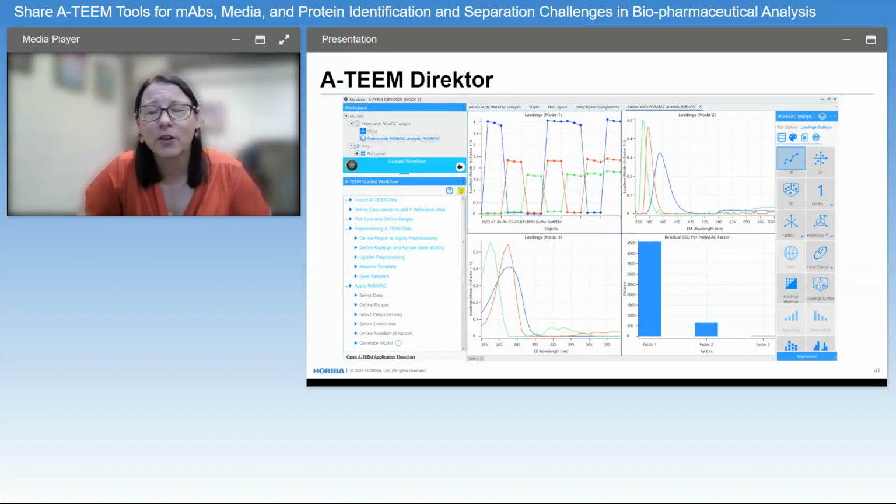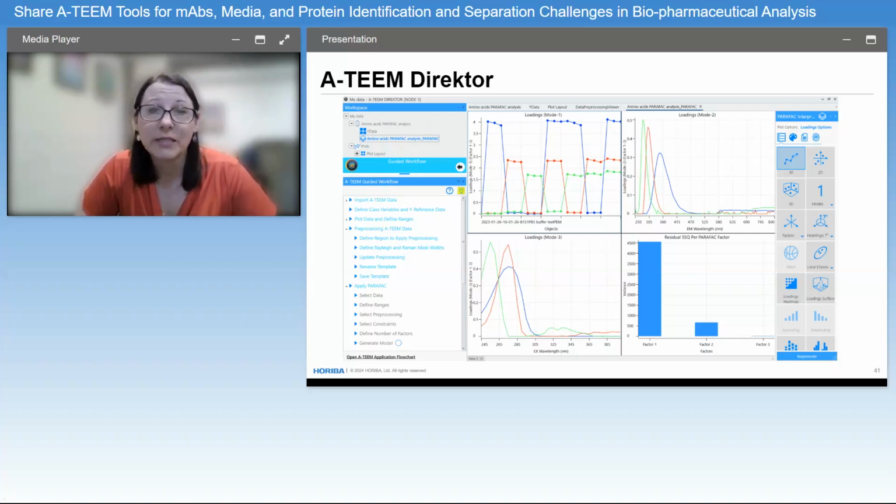So the final part of the compliance package is called A-TEEM Director. A-TEEM Director is a new multivariate analysis software. It's based on Vector Director, which is a product that is sold by the KAX Group. This is KAX Group in Australia.